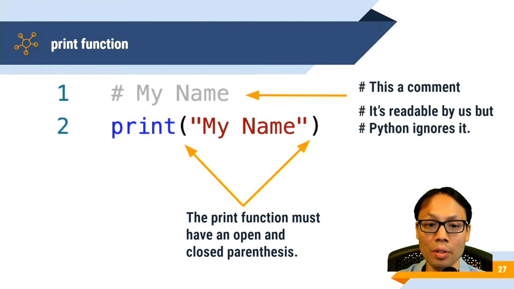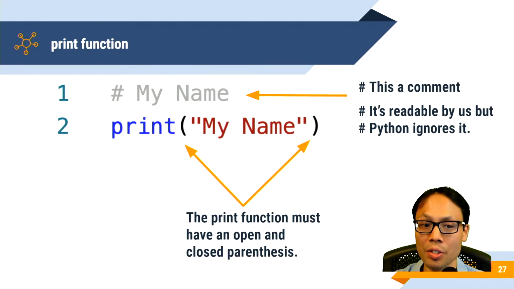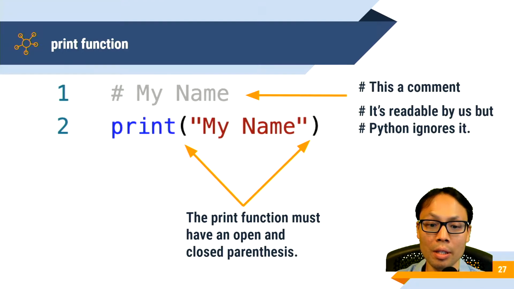Just to note that in Python, comments are made with hashtags, so anything to the right of a hashtag is readable by us, but Python ignores it. Also note that the print function must have an open and closed parenthesis, and they have to match together.